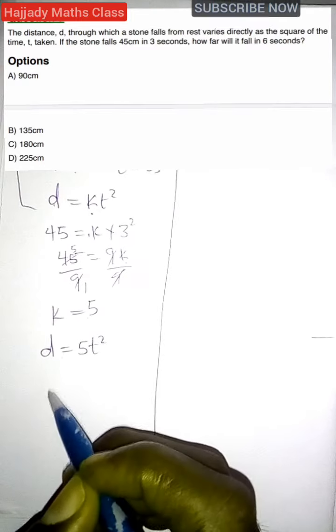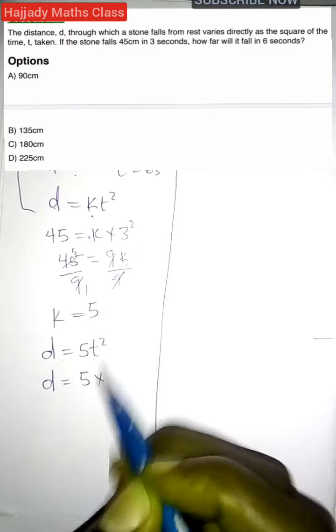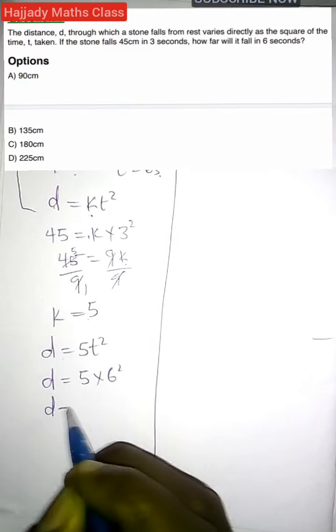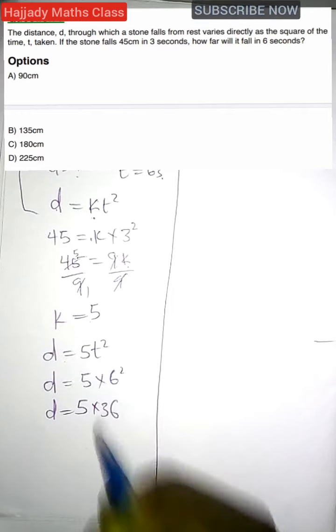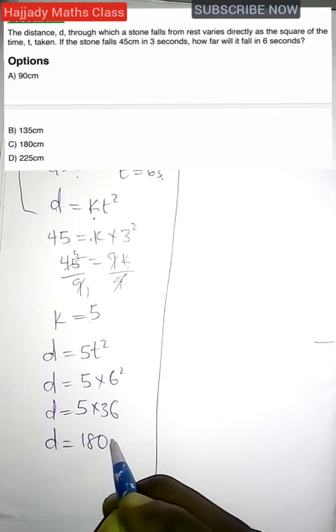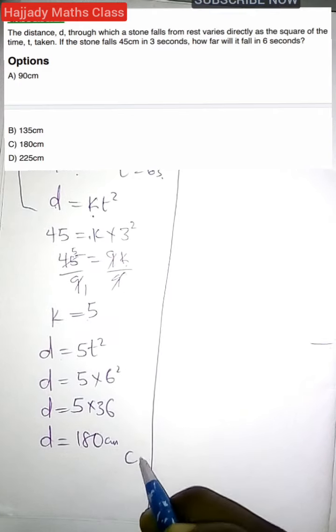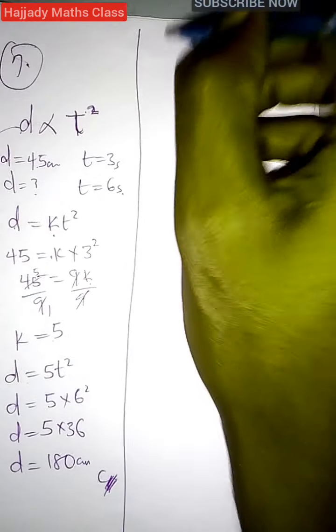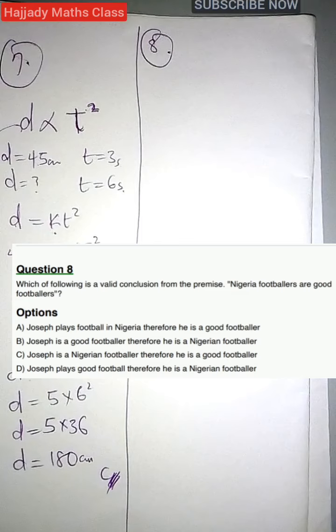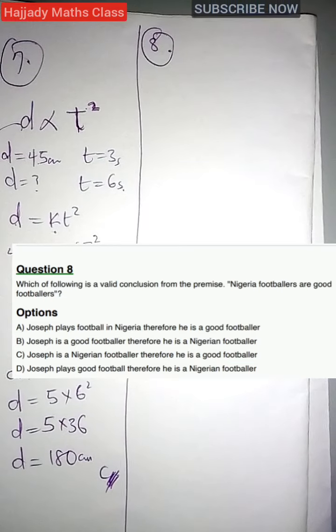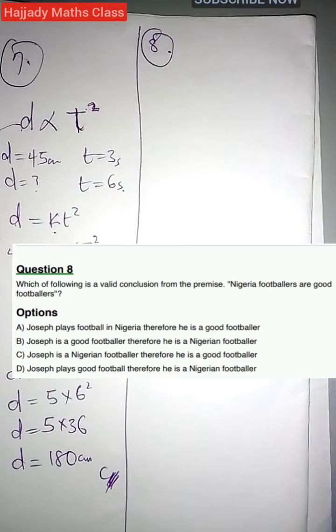Now we are looking for d when t is 6. So we have 6 squared. Our d is 5 times 36, and that is going to give us 180 centimeters. So that shows option C is our answer. Let's proceed to question number 8. Question number 8 is on logic. It says, which of the following is a valid conclusion from the premise?